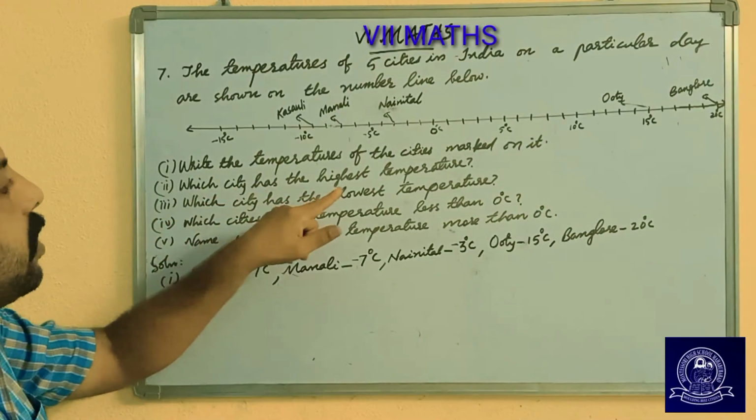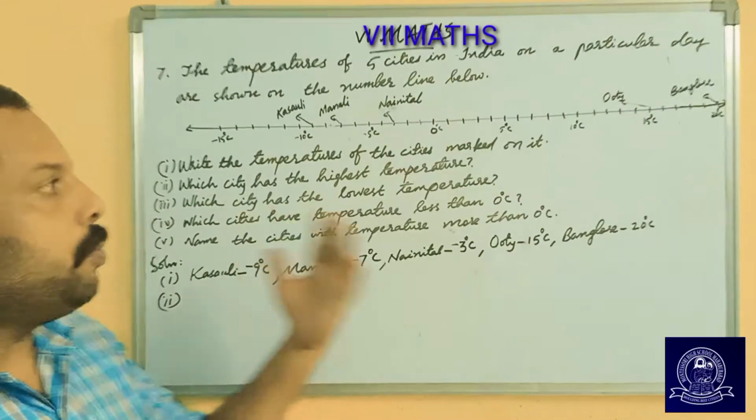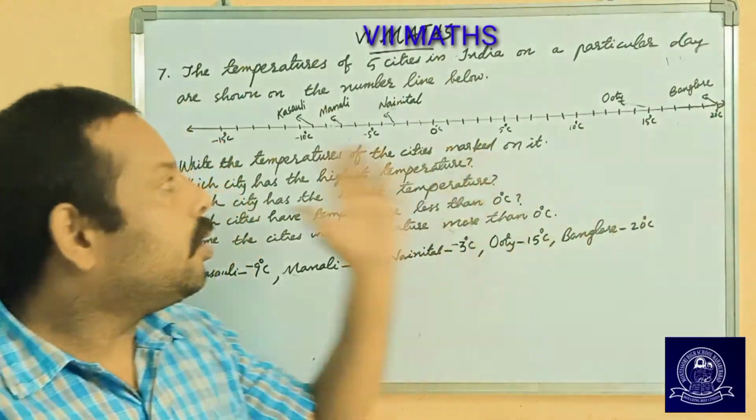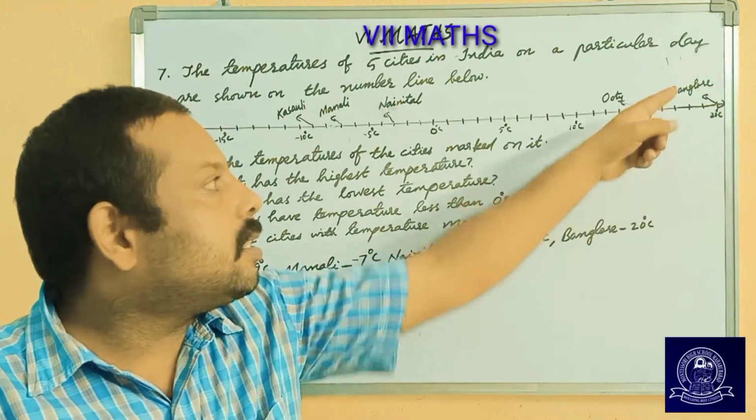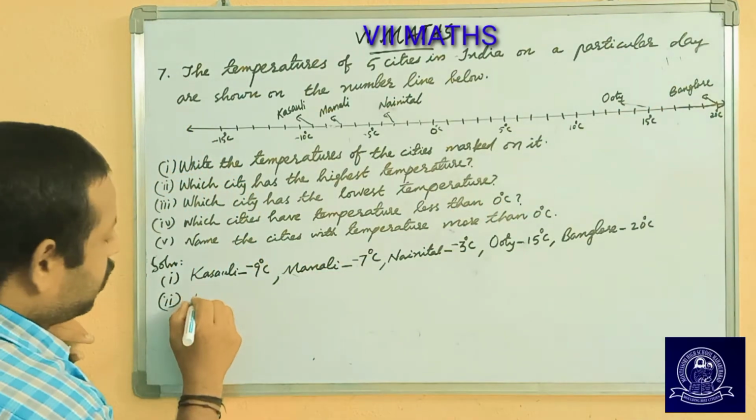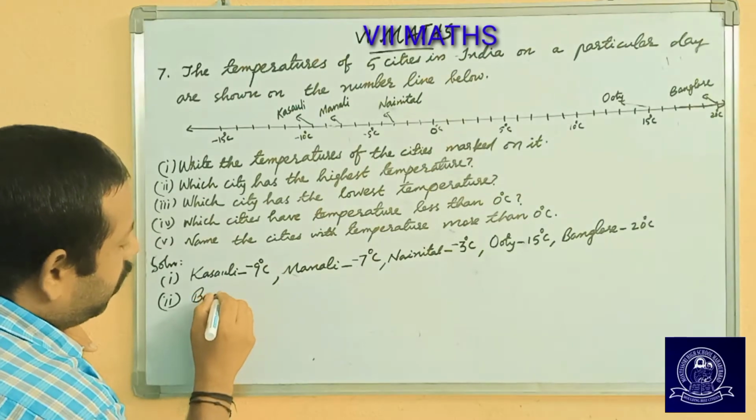Which city has the highest temperature? You know, positive integers are larger. So, last number you see, 20 degrees Celsius. What is that city? Bangalore. Second answer is Bangalore.